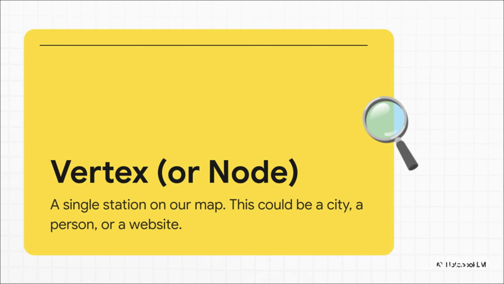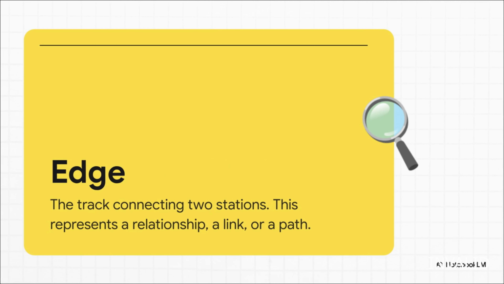But here's the cool part. In the digital world, a vertex can be pretty much anything. It could be you on Facebook, a product on Amazon, or a city on a real map. Okay, so you've got stations. But what good is a station without a track connecting it to another one, right? That's where the edge comes in. The edge is just the track connecting two stations, two vertices. It's the relationship, the path, the thing that turns a bunch of lonely dots into a really powerful network.